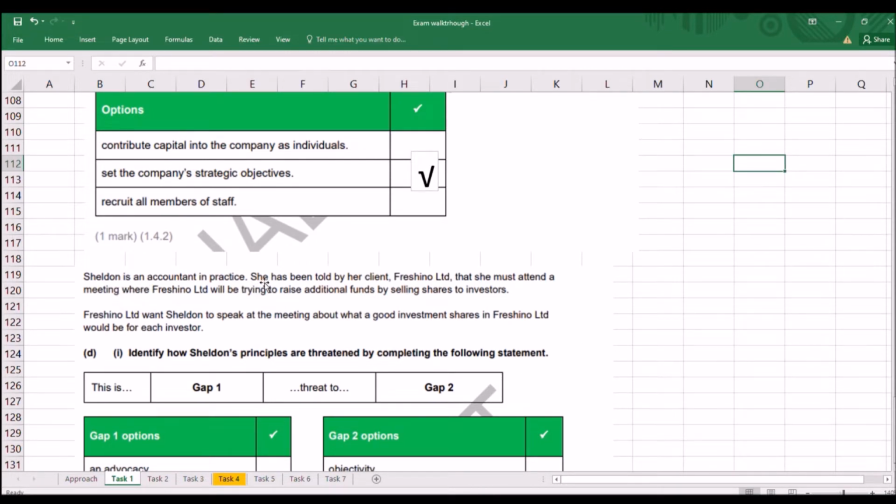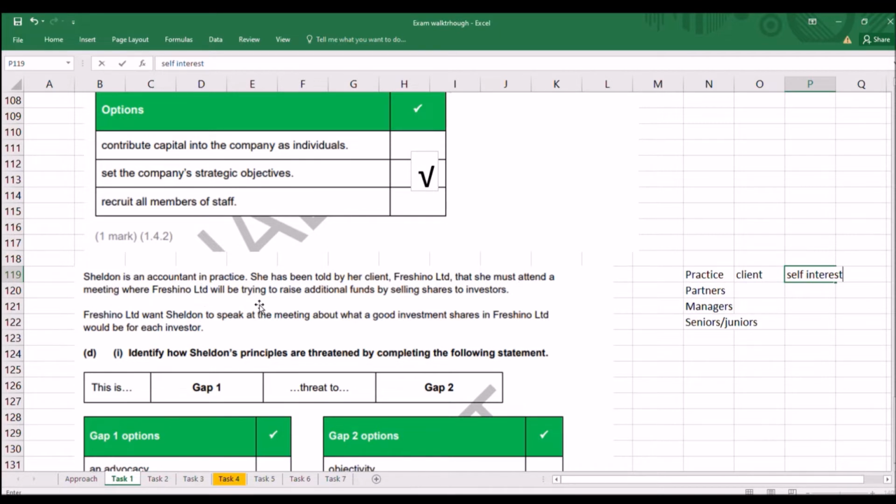Sheldon is an accountant in practice. She's been told by her client, Freshno Limited. Right, okay, so she's in practice, and in practice we would have partners, managers, seniors, juniors, and we have clients that we service. So you've got a client in here, so she wants to keep them happy, so there's self-interest. See where we're going here. She must attend a meeting.